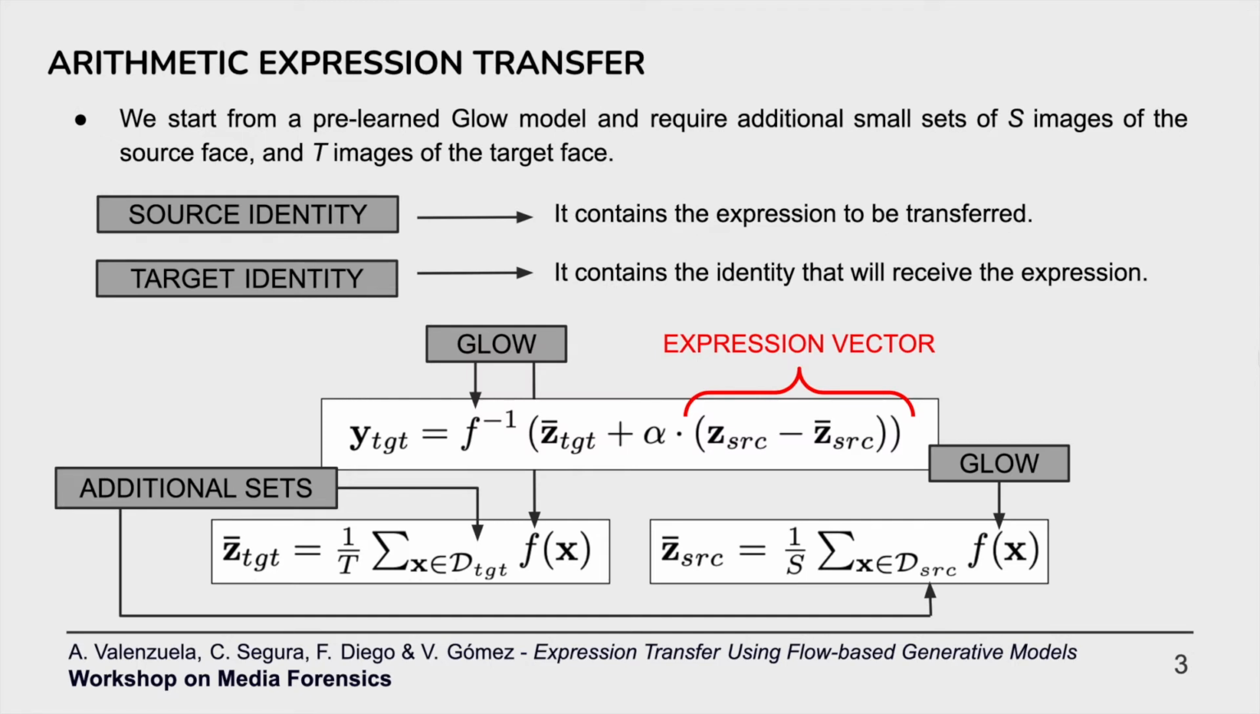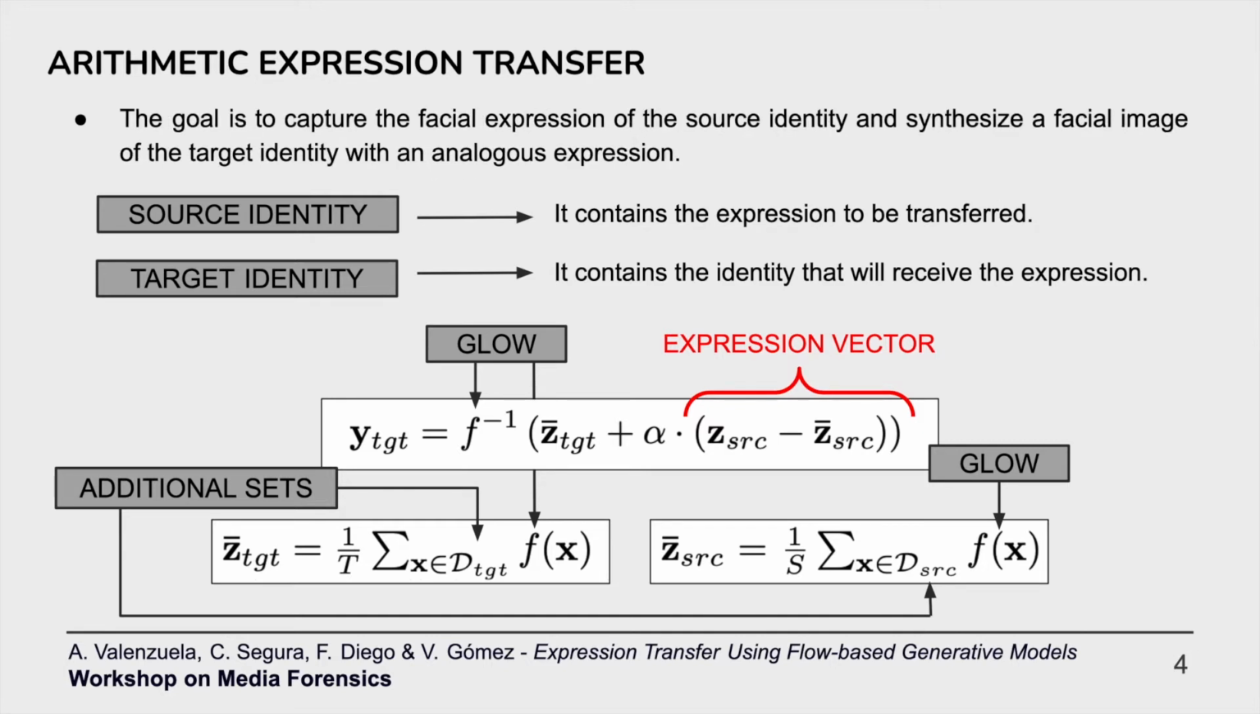So we start from the pre-trained Glow model together with additional sets of 20 images of the identities involved in the transfer. From now on, we will refer to the source as the identity whose expression is going to be copied, and to the target as the identity whose expression is going to be modified. As I have already mentioned, we perform manipulations in the latent space as it is done in attribute manipulation, but in our case, we consider expressions.